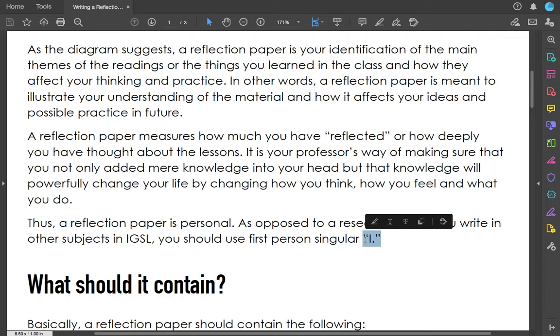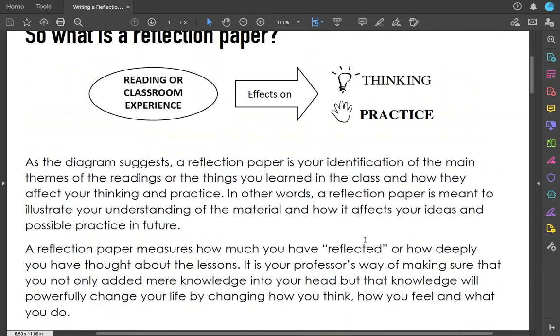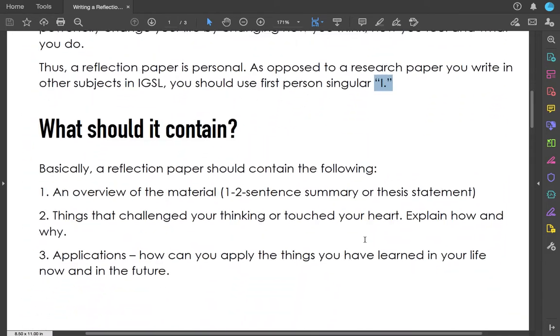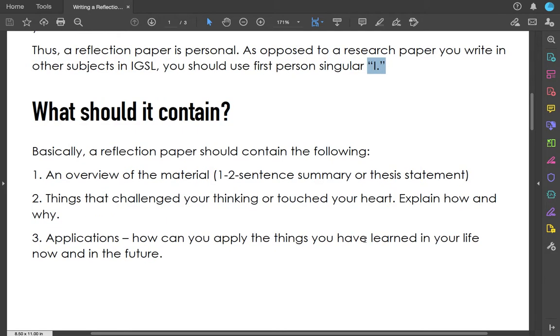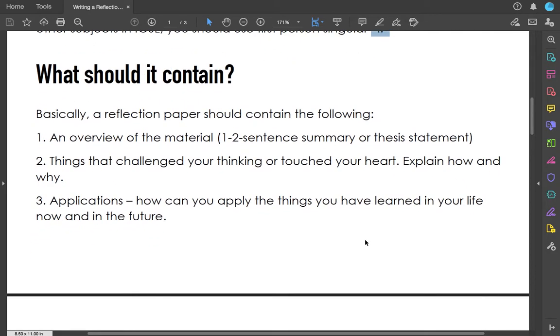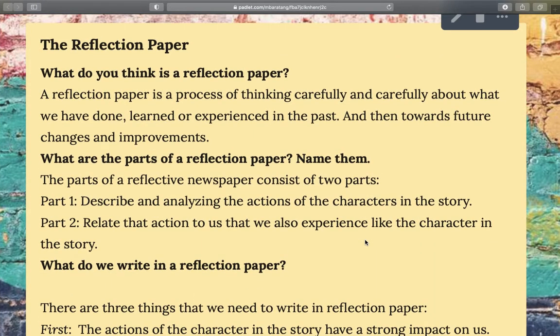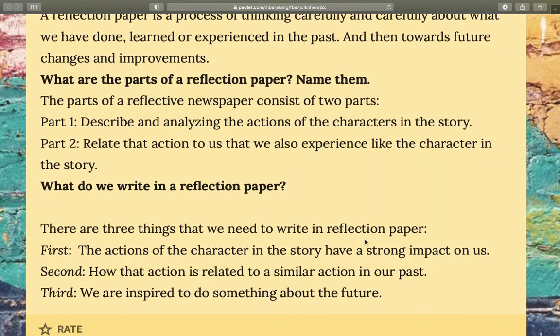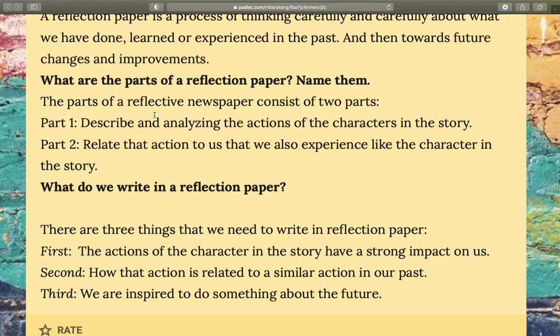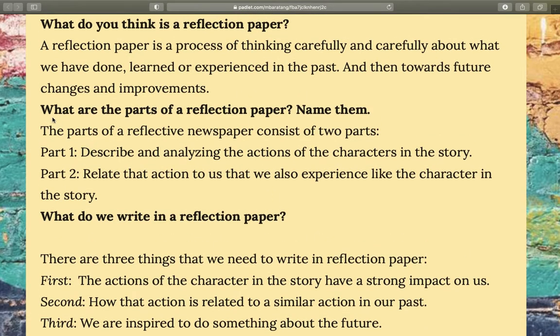You don't write about your neighbor, right? You don't reflect for other people. You reflect for yourself. Okay, so what should it contain? Now I want to see your answers again. Let's go back. What are the parts of a reflection paper? Name them.